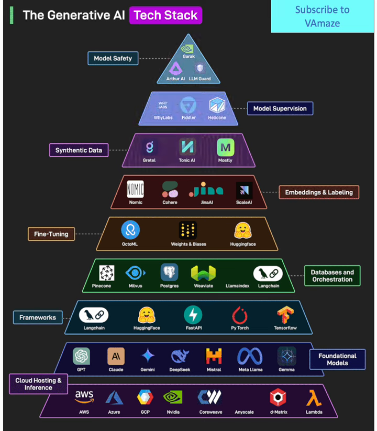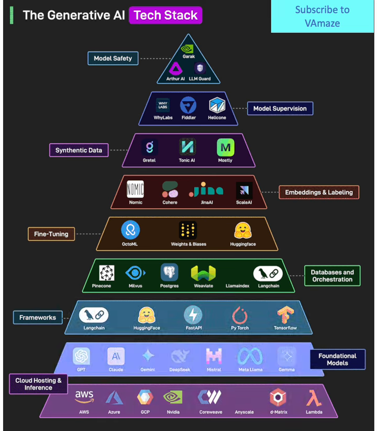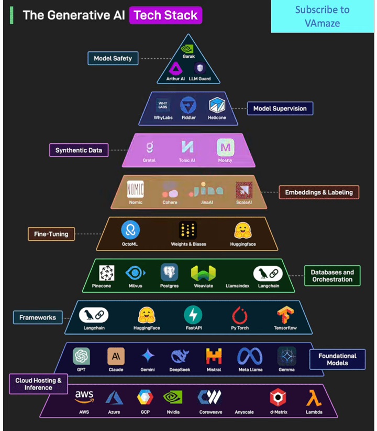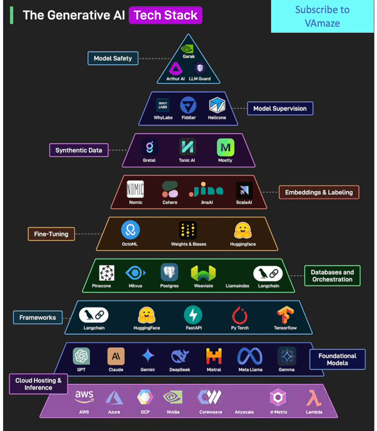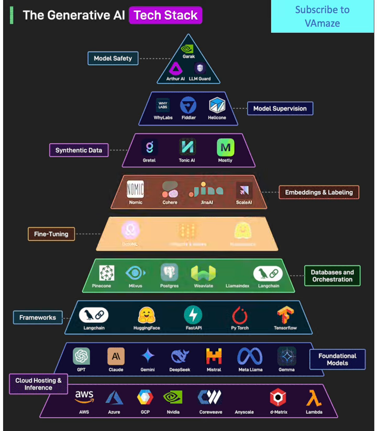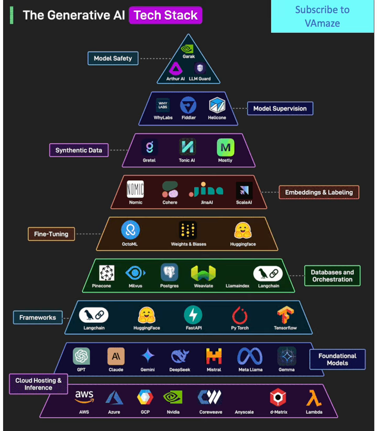Model characteristics. Training scale. These models are trained on hundreds of billions to trillions of parameters, requiring massive computational resources and carefully curated datasets. Emergent abilities. As models scale, they develop unexpected capabilities like few-shot learning, reasoning, and creative problem-solving. Transfer learning. Foundation models can be adapted for specific tasks through fine-tuning, making them versatile building blocks. Multimodal capabilities. Modern foundation models can process and generate multiple types of content from text to images to code.